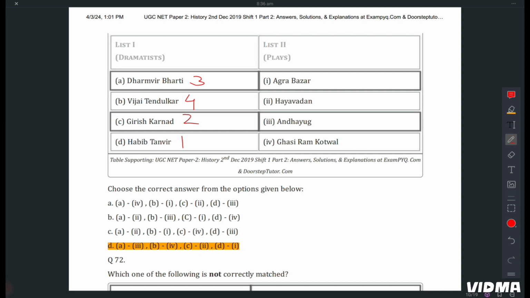Vijay Tendulkar, Ghasiram Kotwal, Ghasiram the Constable, recognized as one of the longest running plays in the world. Written in Marathi, based on the life of Nana Fadavnis.